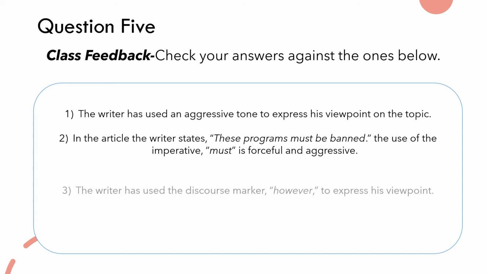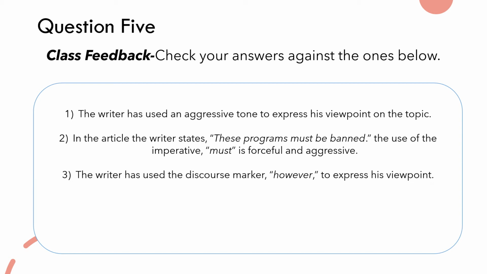Number 3, the writer has used a discourse marker, "however", to express his viewpoint. Now this is a really good thing to be aware of, especially when you're thinking about structuring your response. A word like "however" is a fantastic discourse marker because it allows us to say that now we're going to consider another side of the argument. So you're going to take your ideas or your viewpoint in a slightly different direction, or you're going to consider the other side of an argument.